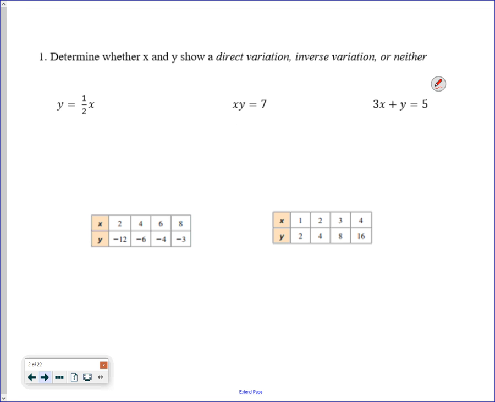If you have a direct variation, y is equal to kx, or dividing the two. Okay, so y divided by x. So if you have the variables divided, that would be considered a direct variation. Opposite, x times y equals k, or y is equal to k over x, that would be considered an inverse variation. So multiplying the two together, and then obviously neither is neither one of those.